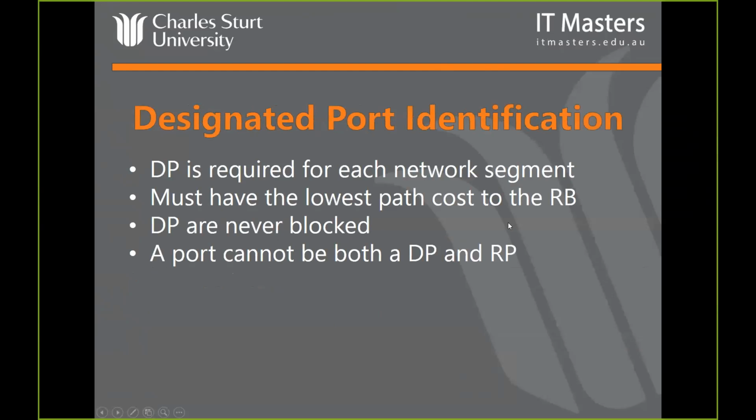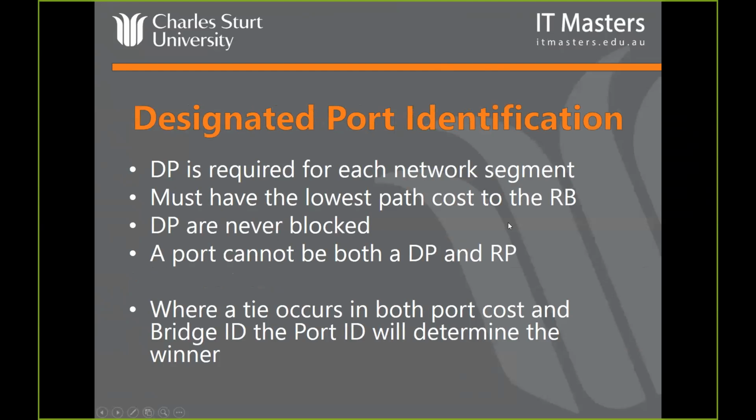So designated ports. A designated port is required for each network segment. So every segment of network must have a designated port. It must have the lowest cost to the root bridge, lowest path cost to the root bridge. Designated ports are never blocked. So what that's basically saying is every network segment must have an unblocked path to the network, which makes complete sense. A port cannot be both a designated port and a root port.